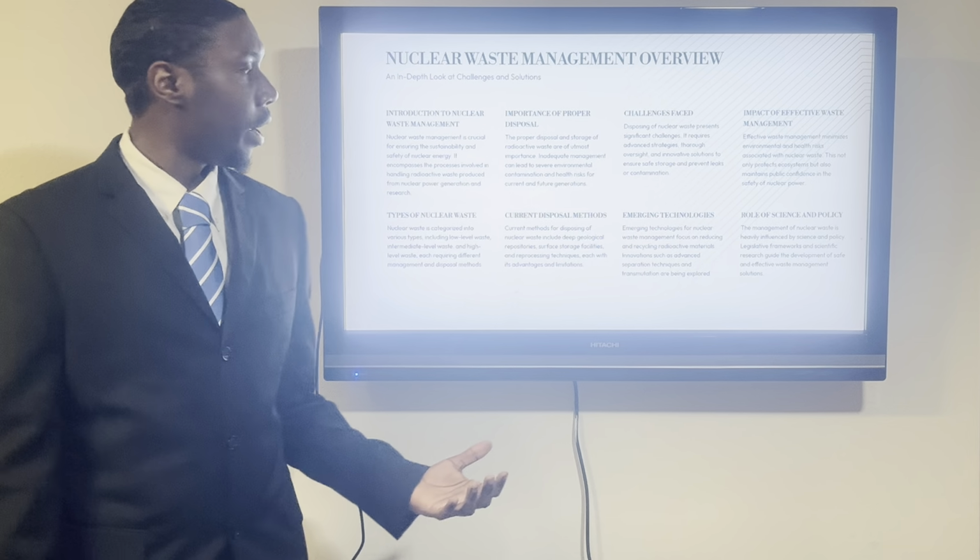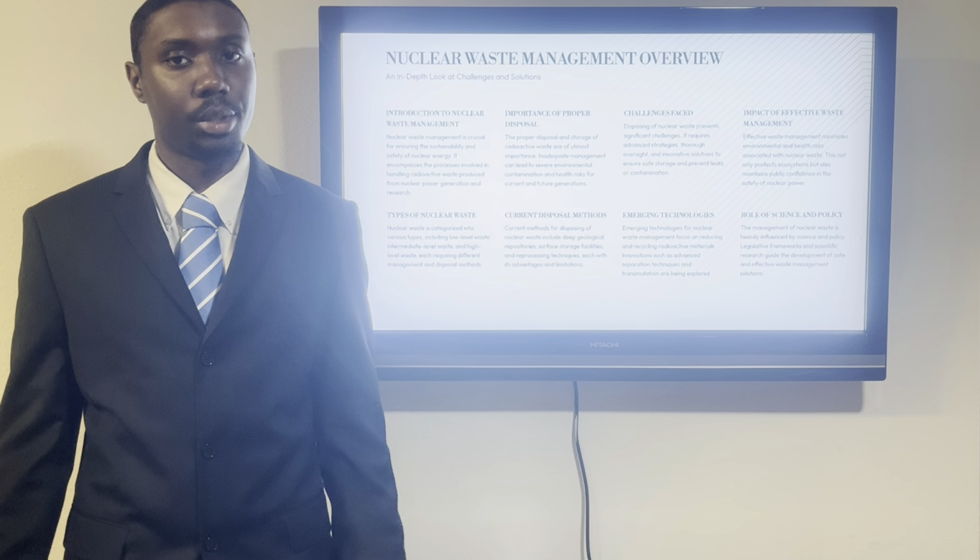Managing nuclear waste is very challenging. It requires strict oversight, advanced containment methods, and continuous innovation to ensure safe storage and prevent leaks. When managed properly, nuclear waste poses minimal risks. Effective disposal protects ecosystems, prevents radiation exposure, and maintains public trust in nuclear energy.